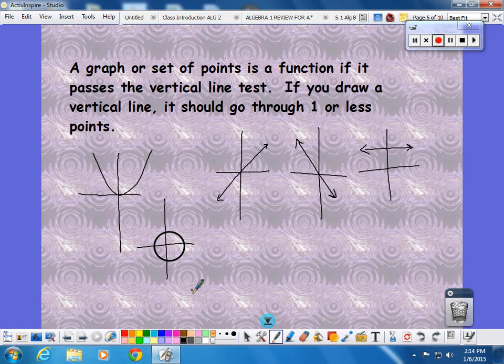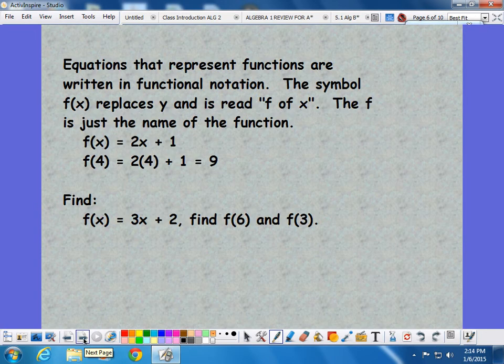You try to prove it's not. And when I draw a vertical line through there and hit 2 points, I can say it's not. So that's what the vertical line test is used for.